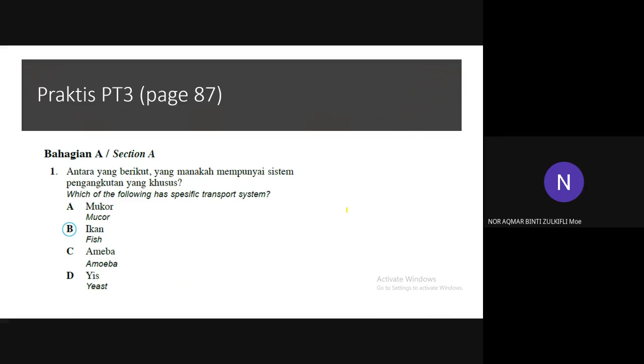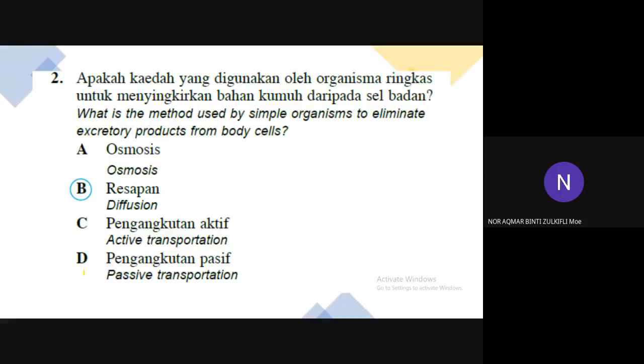Okay, now please look at your workbook, practice PD3, page 87. Number 1, which of the following has specific transport? Of course, fish, because fish is a complex organism. A, C, and D are unicellular organisms, simple organisms. Okay, next. What is the method used by simple organisms to eliminate excretory products from the body cells? Diffusion, B.